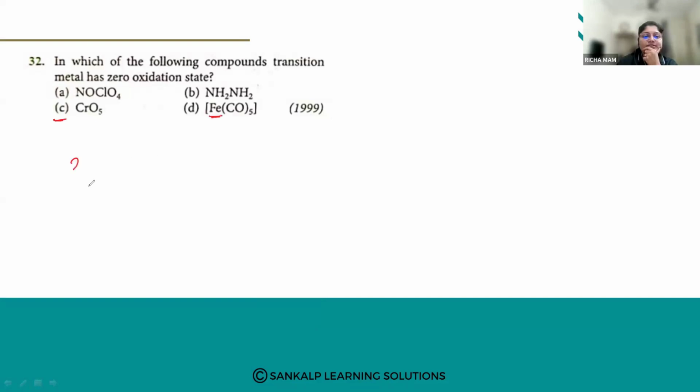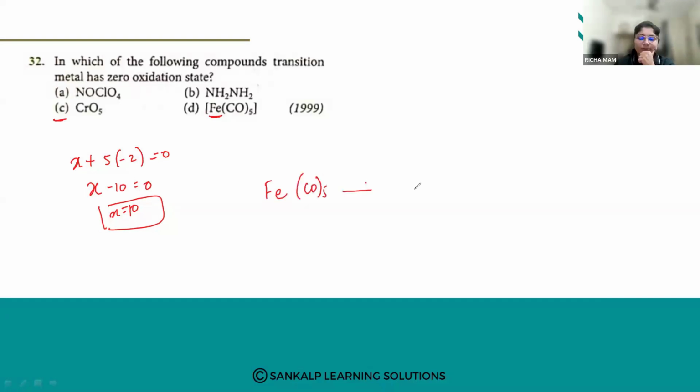Chromium: X plus 5 into -2 equals 0, so X minus 10 equals 0, X is 10. So here the oxidation state is 10. Then for Fe, pentacarbonyl: X plus 5 into 0, since carbonyl is 0, equals 0. So X will be 0. So yes, option number D.